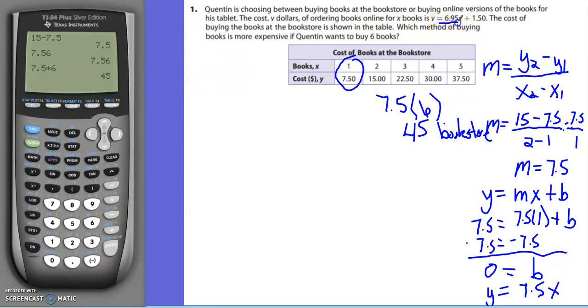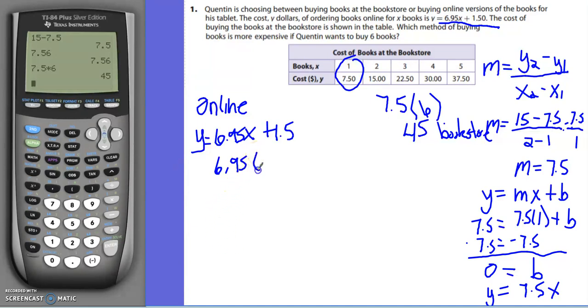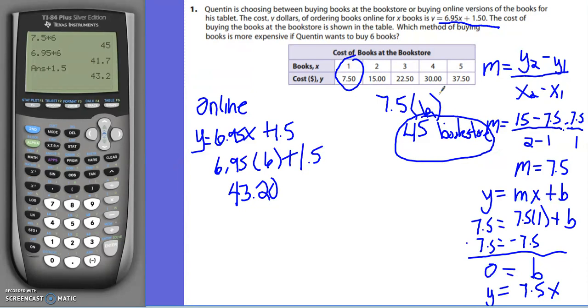The online is using this equation here, so y equals 6.95x plus $1.50. So 6.95 times 6 plus $1.50 will get me $43.20. Okay, so which one is more expensive? The bookstore is more expensive at $45.